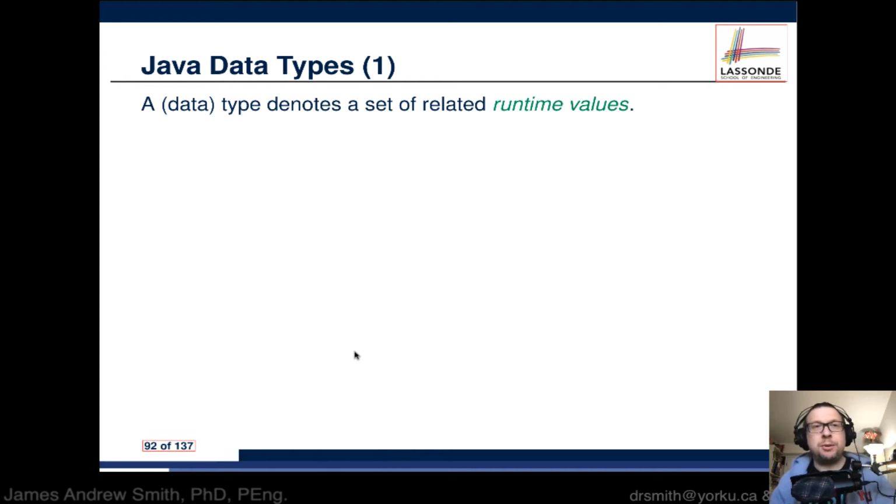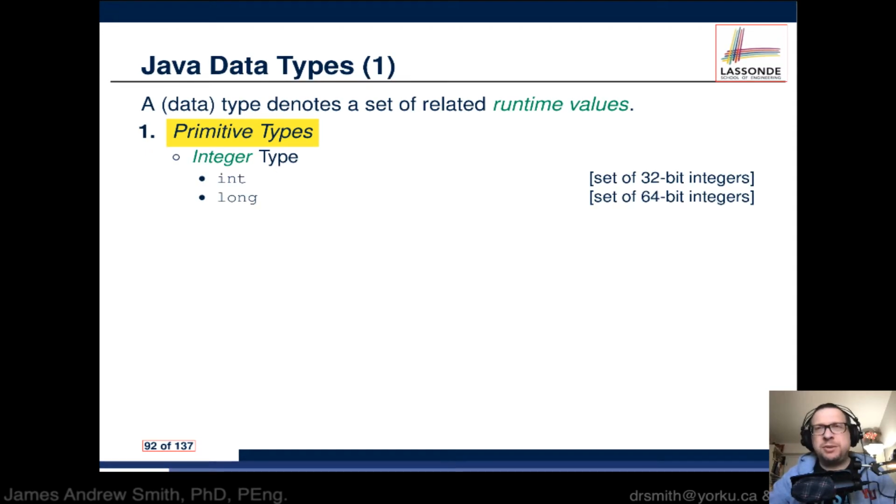In Java, a data type denotes a set of related runtime values. Runtime is different from compile time; it's what happens when your program is executing. So we have primitive types, and these you've seen before.